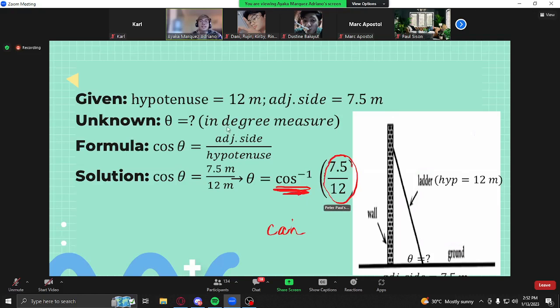Can you press this one in the calculator and give me the correct answer? Dapat naka-degree mode yung inyong calculator. Arc cosine 7.5 over 12. Naka-degree mode siya dapat. Can you give me the answer? Anyone?